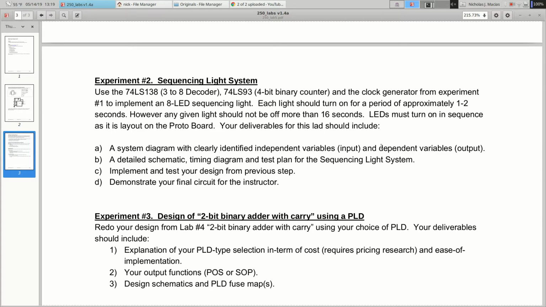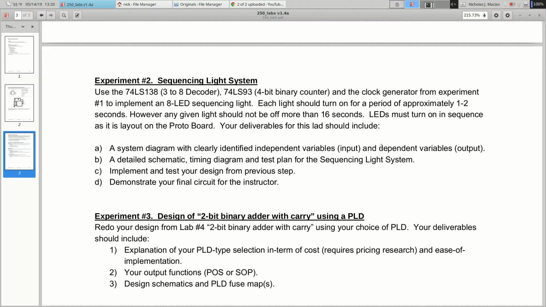So for this one, a system diagram, right, with clearly identified inputs and outputs. Well, there's not really an input because the 555 is generating that, but you can think of the output of that as being an input to the rest of your circuit. But it's definitely got 8 outputs, right? 8 LEDs. So write a system diagram, explain what the inputs and outputs are. And then a detailed schematic, so that's wiring schematic, part numbers, pin numbers, component ID block, all of that stuff. Okay. Timing diagram, so show me the timing for all the different pieces of your circuit. Certainly at least show me the timing for the output of the 555 and the output of these 8 LEDs.